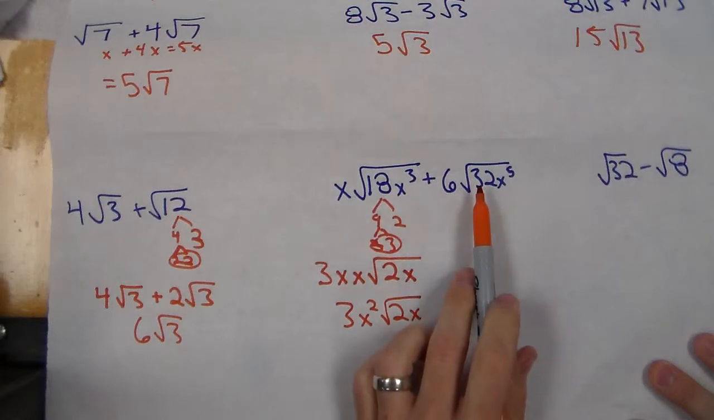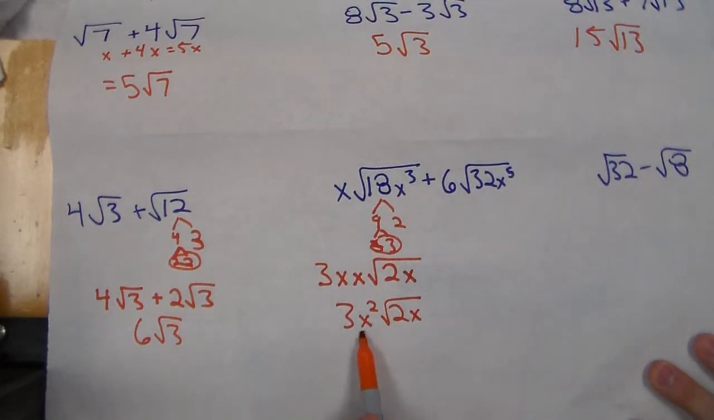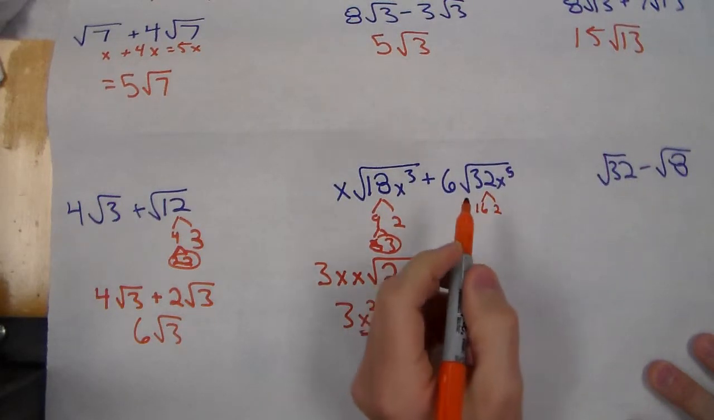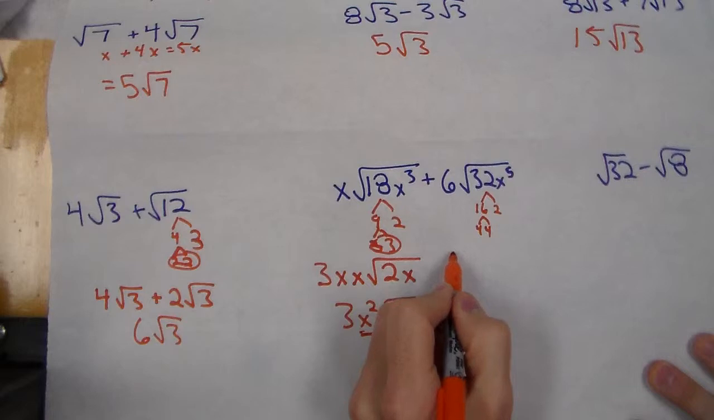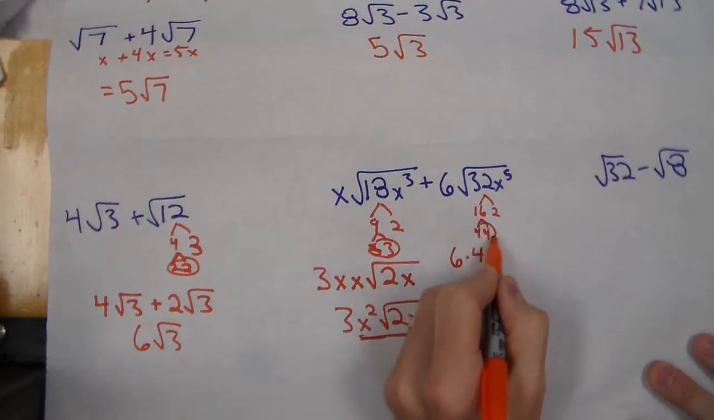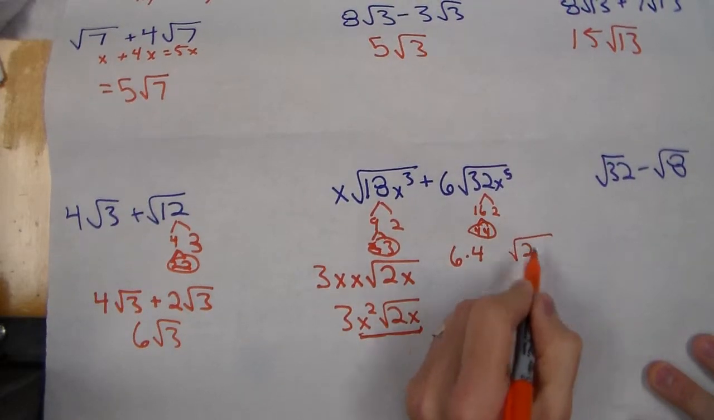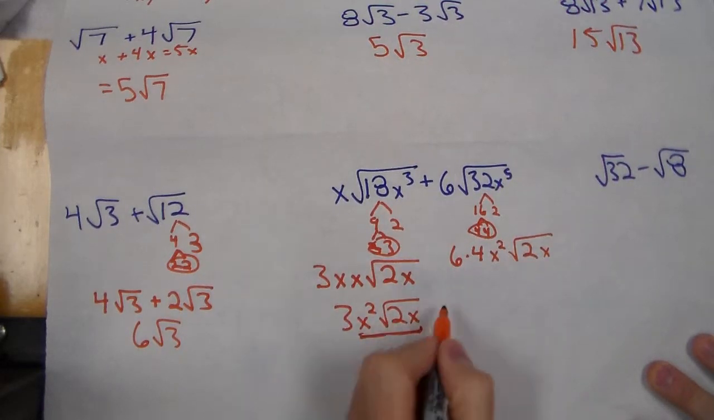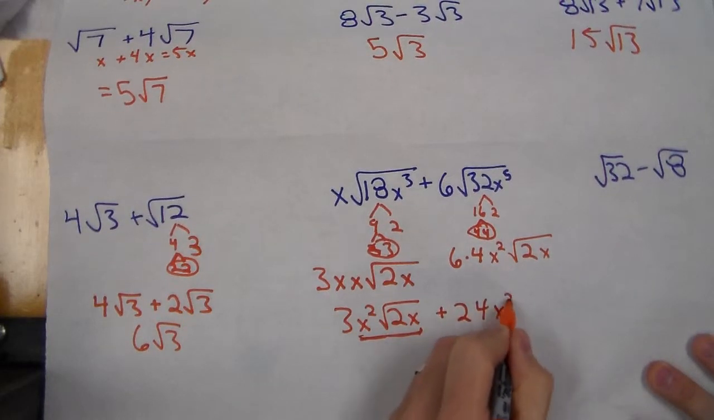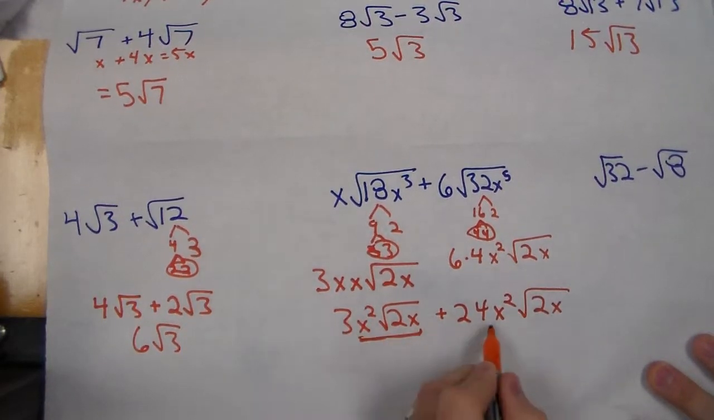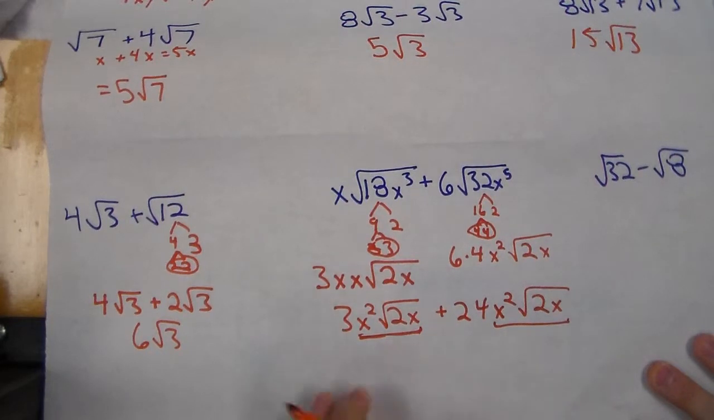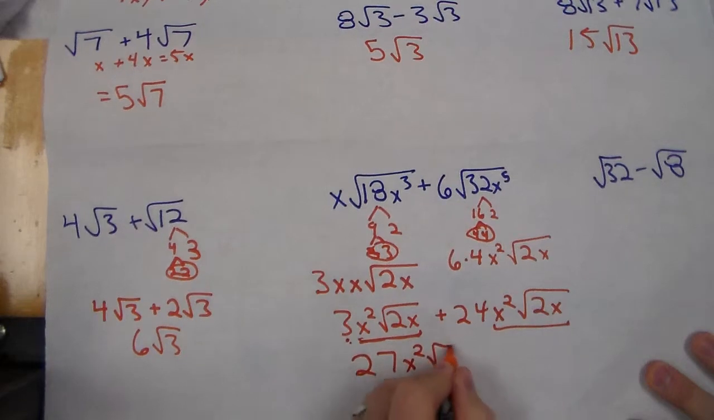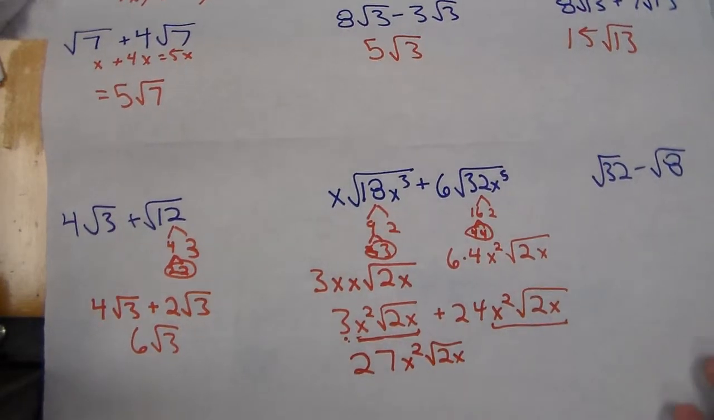Now in order to add this to this term, it's got to be the same parts here. So 32 is 16 times 2, which is 4 and 4. So that's going to be 6 times 4. We're going to leave a 2 behind. X to the 5th takes out 2 sets, leaving 1 behind. So down here we get 24x squared square root of 2x, which matches. So these both work. We combine them, we have 3 plus 24 is 27x squared square root of 2x.